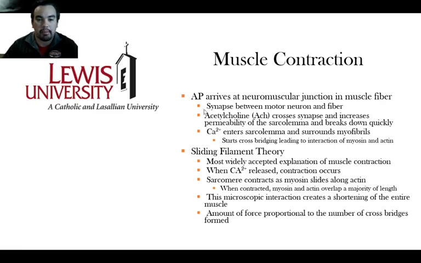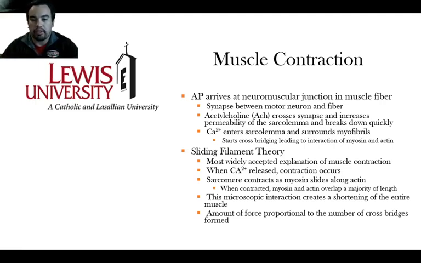So what actually happens when we get this action potential from this neurotransmitter, right? The action potential arrives at the neuromuscular junction within each muscle fiber. There's a synapse between a motor neuron and a fiber, so a little gap. Acetylcholine crosses that synapse and increases the permeability of the sarcolemma, and it breaks down real quick. Otherwise, it leaves that open, and then you start getting too much of an action potential.